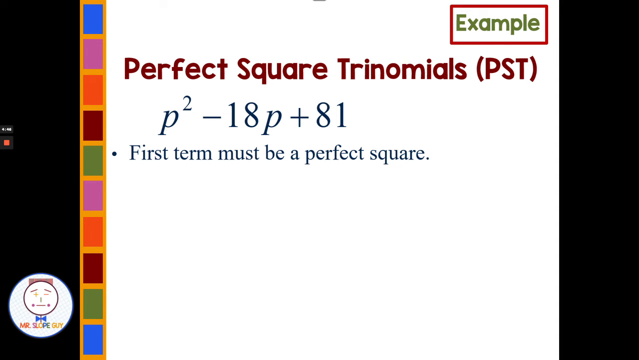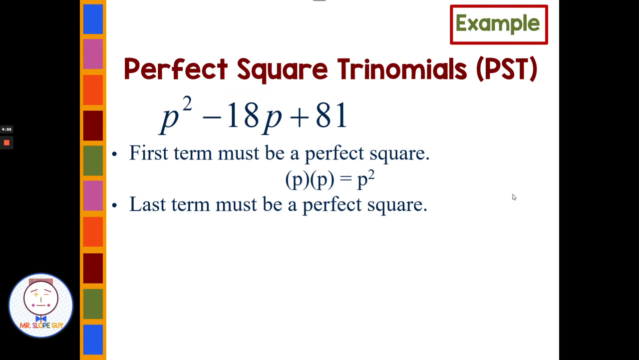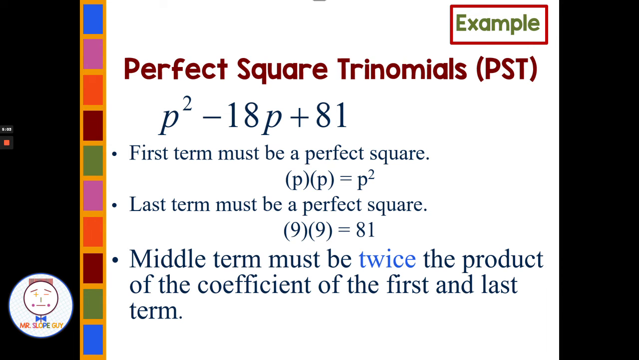All right, let's say we have p squared minus 18p plus 81. Is the first term a perfect square? Yes, p times p. Is the last term a perfect square? 81? Well, 81 is 9 times 9, so that is a perfect square. Then I have to check that middle term. Is the middle term twice the product of the coefficient of the first and last term? Twice the product of the square root of the coefficient.